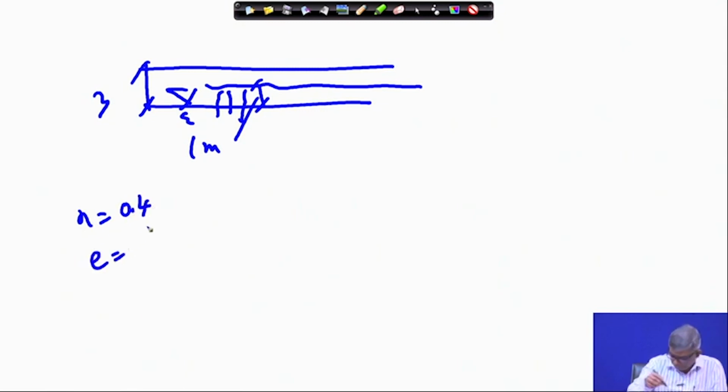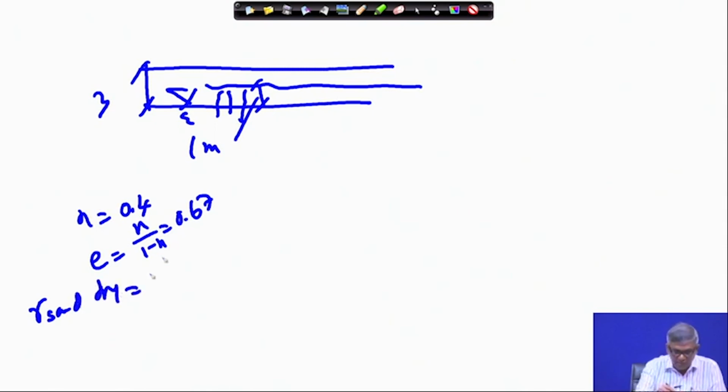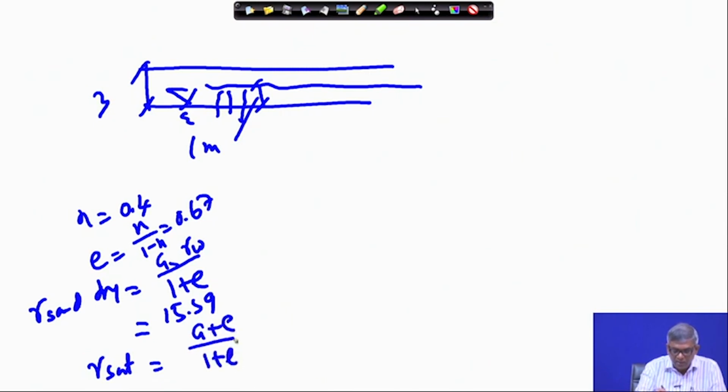So, e will be equal to n by 1 minus n. So, it gives you 0.67, and from there we can find out gamma sand dry, that is Gs gamma w by 1 plus e, that gives you 15.59, and gamma sat can be obtained from (Gs plus e) by 1 plus e into gamma w, and that gives you 19.51. So, different conditions we can find out.